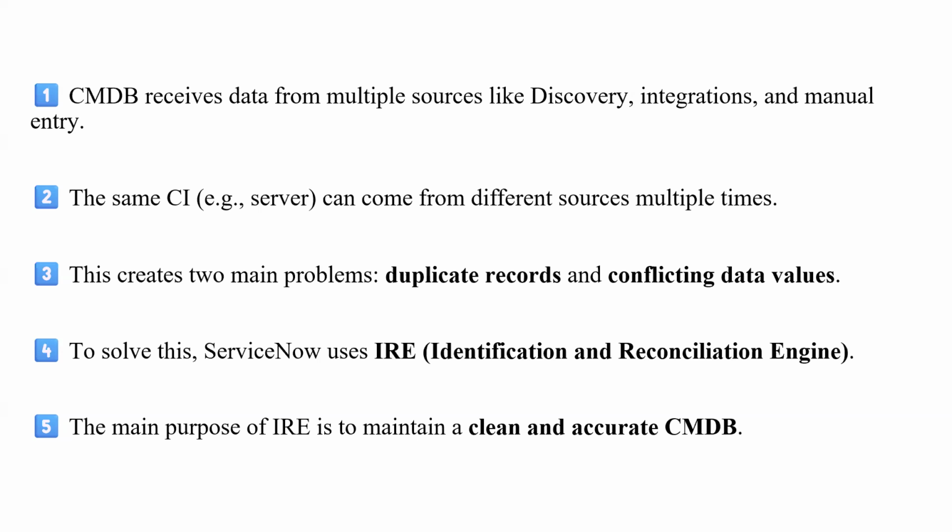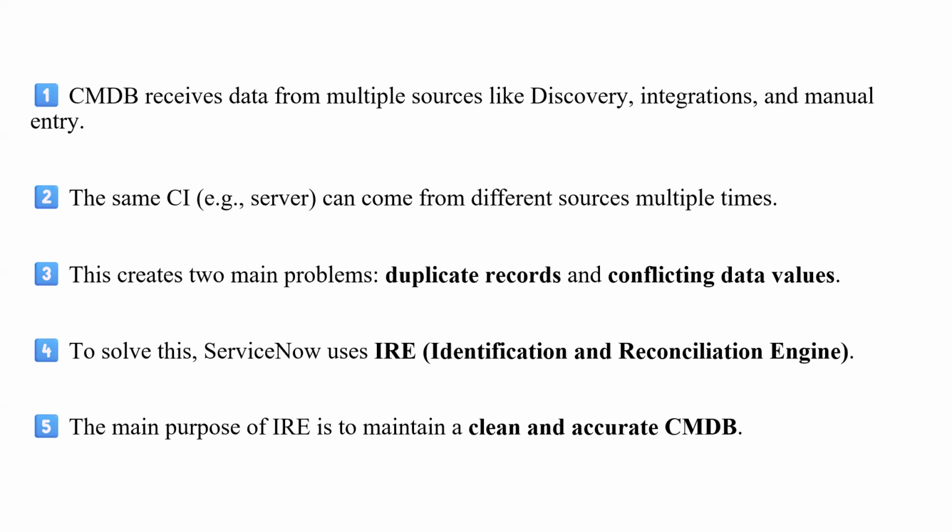Next point. The same CI can come from different sources multiple times. This means that one single configuration item may be reported repeatedly by different systems. For example, if you see the same person in the morning and again in the evening, it is still the same person, but it appears multiple times to you. Am I correct or not? Same like that, the same CI can come from different sources multiple times.